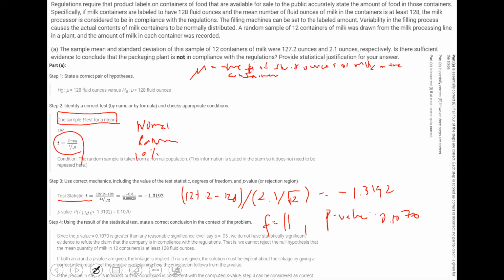So since the p-value is 0.1070, that is greater than any alpha, really, right? Because our conventional alpha values will be 0.1, 0.05, 0.001. And so we don't have enough evidence. So we fail to reject the null hypothesis, and we don't have enough evidence to support that the company is not in compliance with the regulation, right? Because the alternative hypothesis being less than means that they won't be complying.